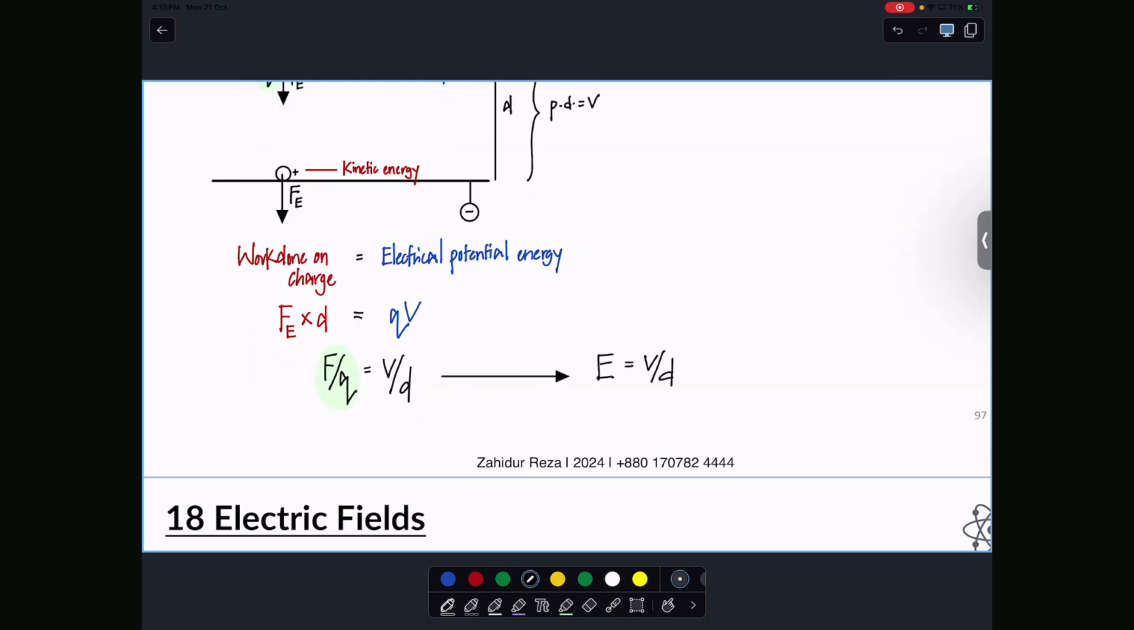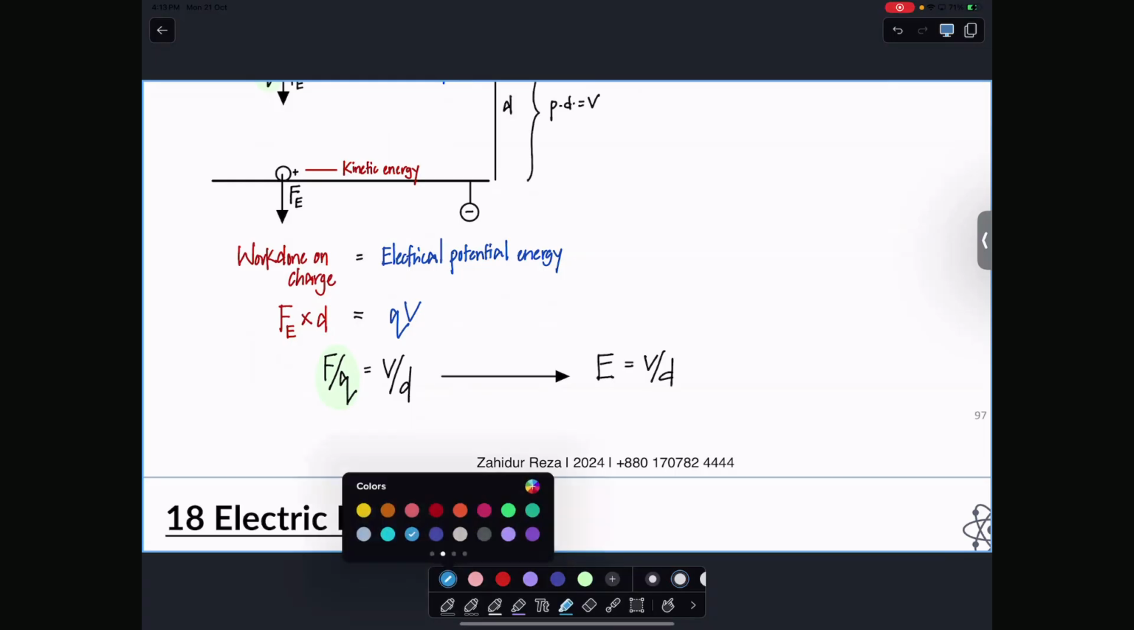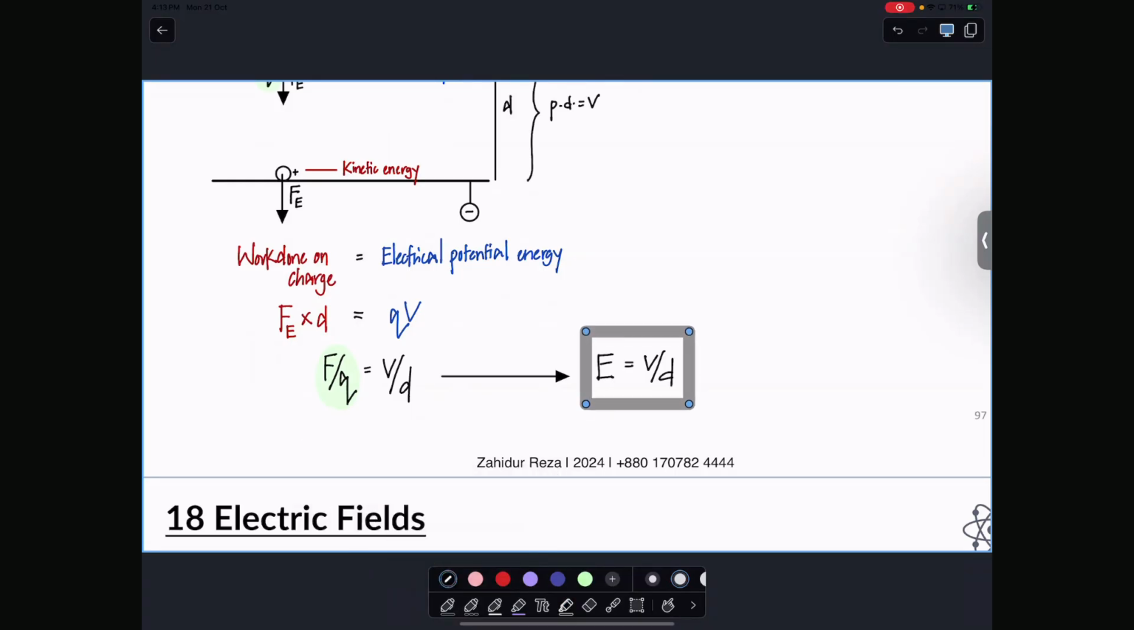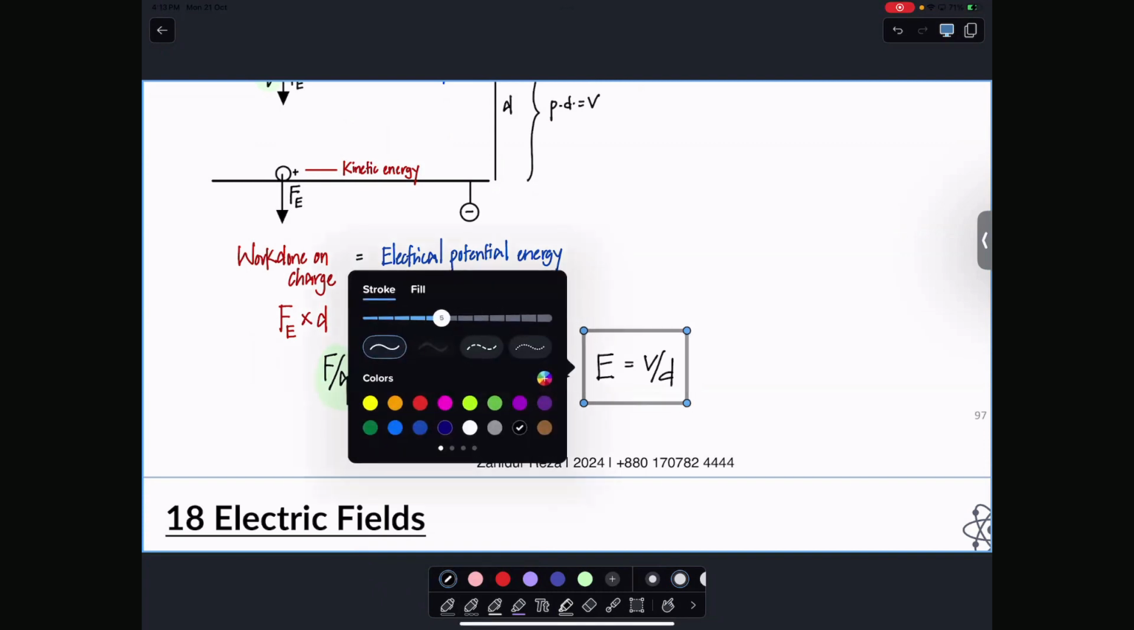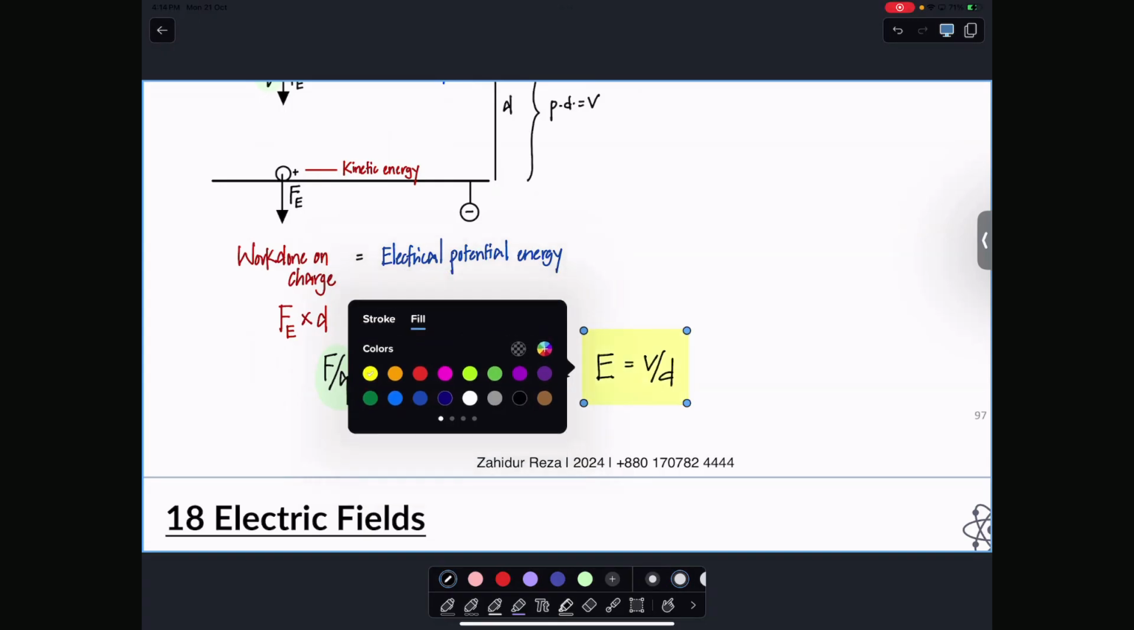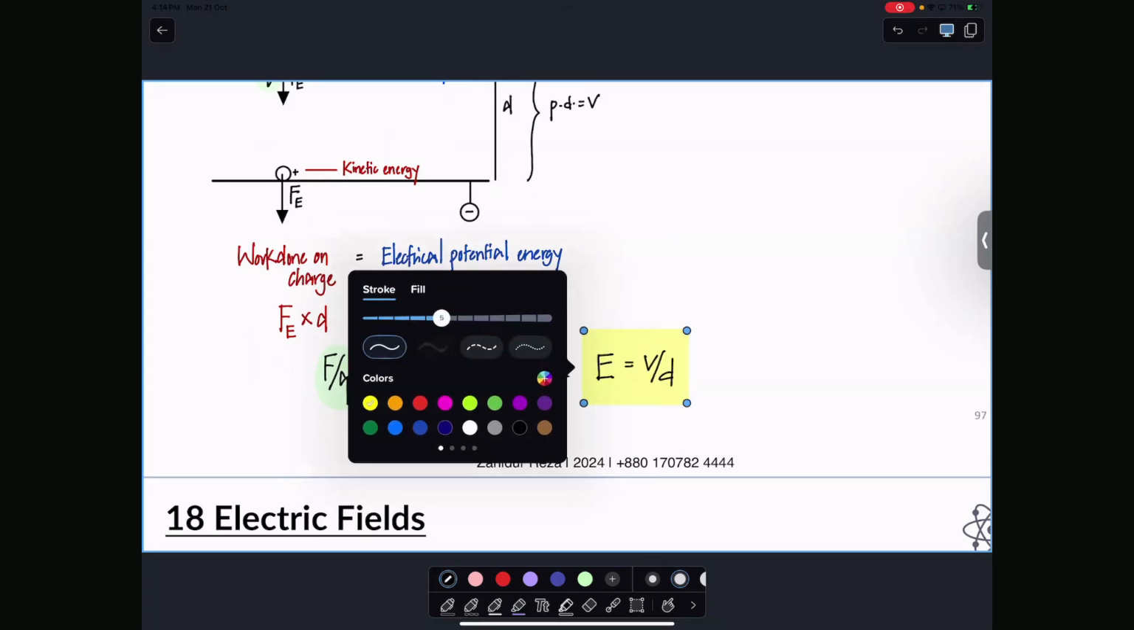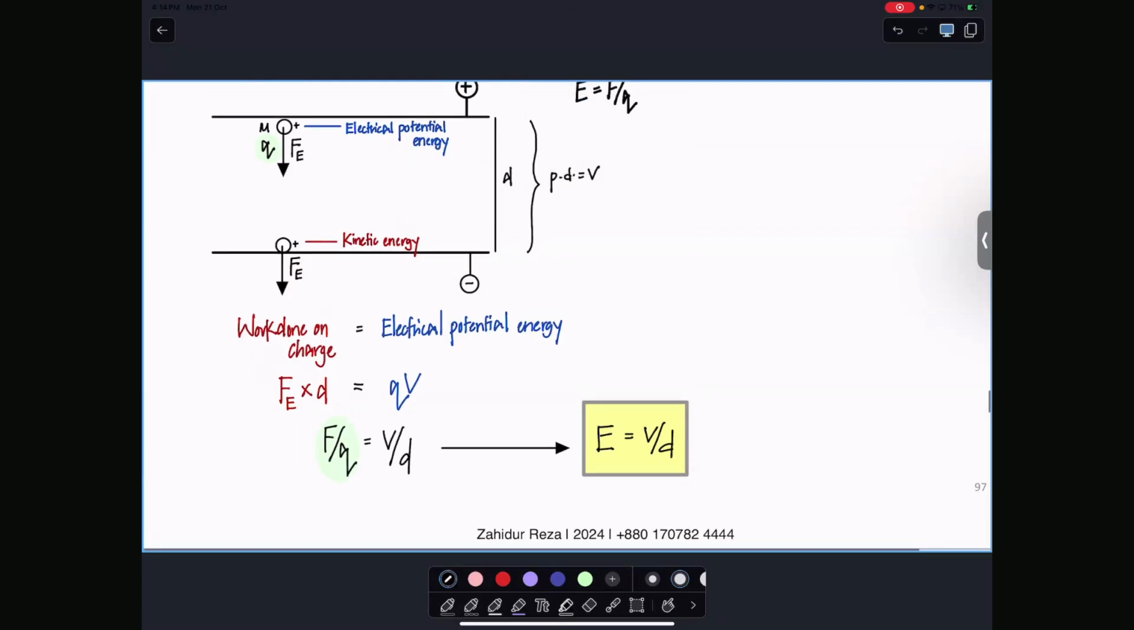And this will be the go-to equation for this topic. In this chapter, almost every question will start with this equation, E equals V by D. But there's a catch. What's the catch here? This is only applicable for a uniform field. You can't use this for a non-uniform field. Also, the other catch, a trap that they set, is what is D here? Is D the distance the charge has moved, or is D the distance between the plates?